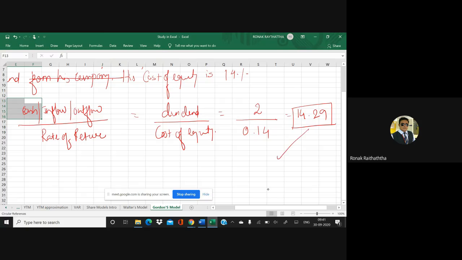But the actual market price may be higher than this, may be lower than this. Say the actual market price is 12 rupees per share, then whether you should invest in this share or not, who will tell me? Please unmute yourself and let me know. No, sir. Okay, good. What could be the reason behind it? If you can explain it further.